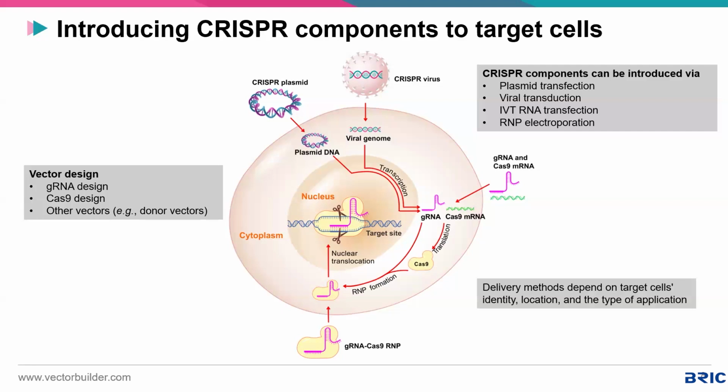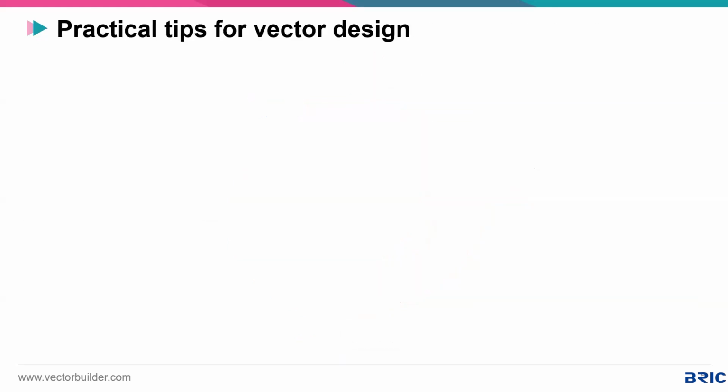So let's shift focus to vector design specifically and talk through some practical tips for a successful CRISPR experiment. When you're designing a CRISPR experiment, you may want to ask yourself some questions to make it successful and effective. The first one is, do I want to use all-in-one or separate vectors? What this means is that both the Cas9 and guide RNA can be introduced into the same vector, called an all-in-one vector, and then introduced into cells, or you can have two separate vectors, one for guide RNA and one for Cas9, and they can be introduced separately into the cells. Each of these systems has its own pros and cons.